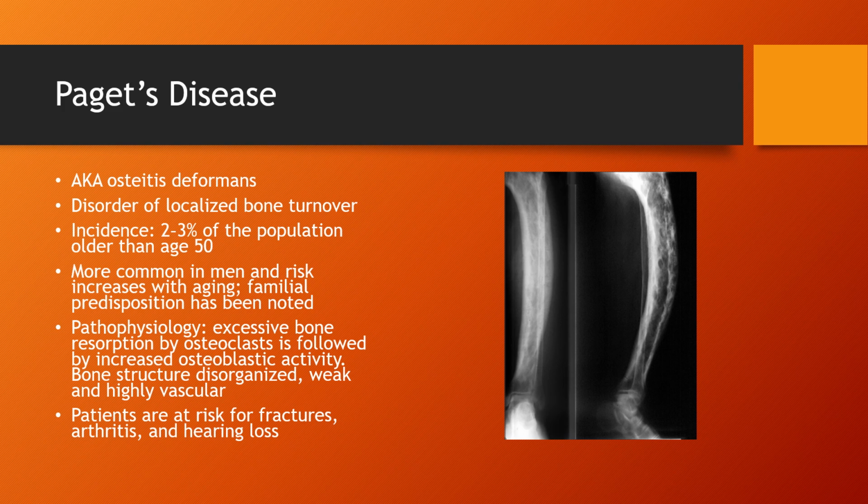Pathophysiology is that there's excessive bone resorption by osteoclasts, and it's followed by increased osteoblastic activity, so the bone structure becomes very disorganized, weak, and highly vascular. And these patients are at risk for fractures, arthritis, and hearing loss because it can affect the bones in the ears. So if you look here at the picture on the far right, you see someone with Paget's disease, and on the left you see the normal bone. So you can see how disorganized that bone is and how it could be at risk for fracture.